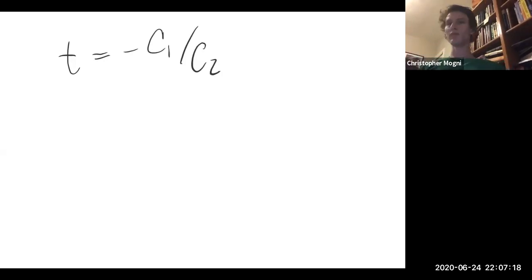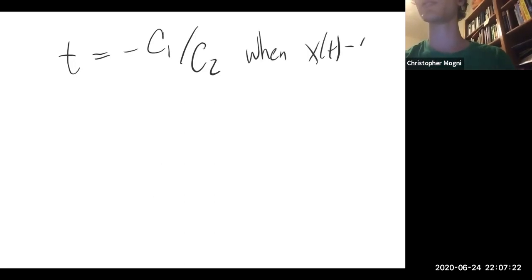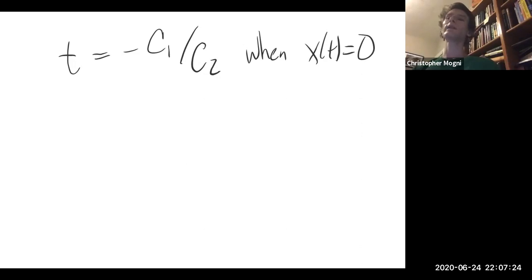That is when x of t is equal to 0. Now, what you cannot conclude is that there is absolutely one time in which x of t is equal to 0, and I'll tell you why.